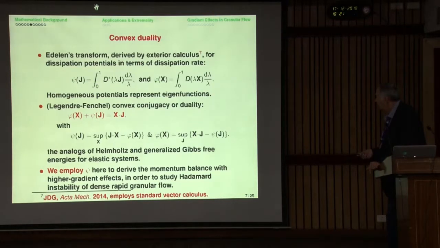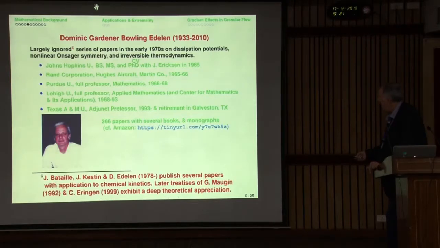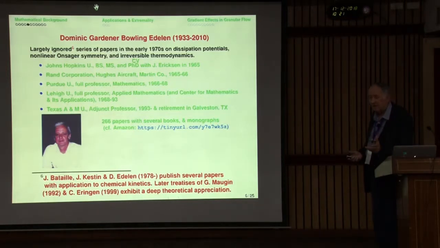By the way, if you look on Amazon, you will find an extensive list of Edelen's books on everything from exterior calculus to cosmology. He was an extraordinarily broad thinker.